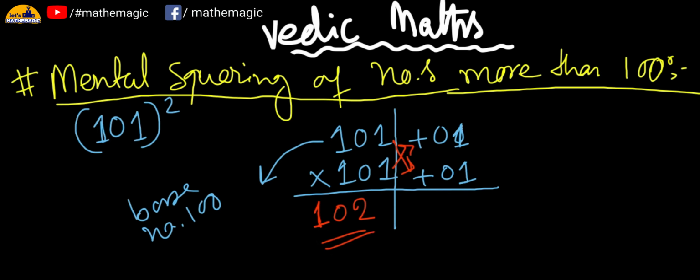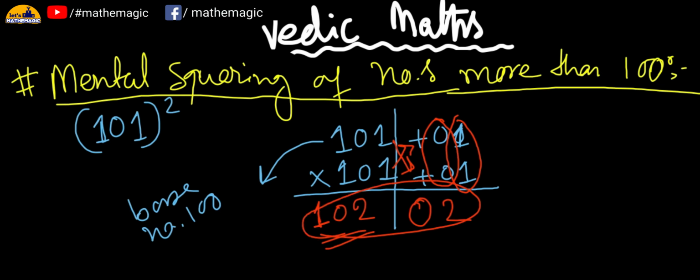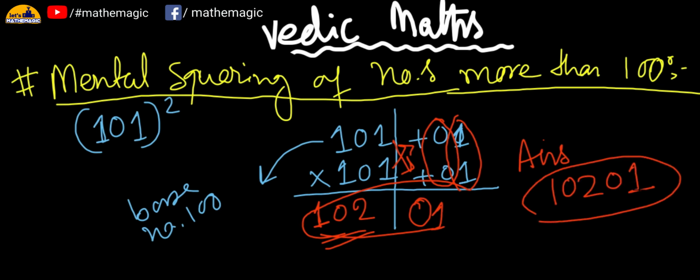Again the next thing will be vertical multiplication, so 01 into 01, it will be 01 only. Sorry, I put a 2 over here by mistake, the answer will be 01. So yes, the answer is 10201.